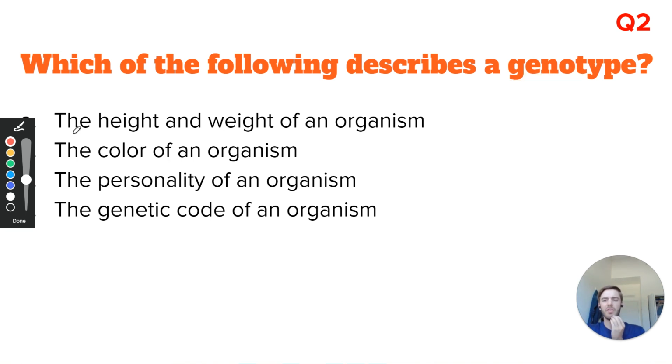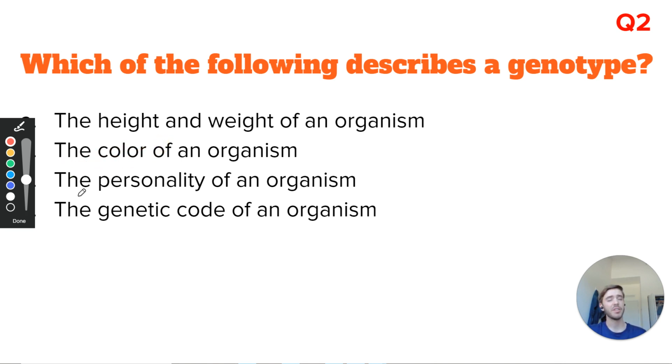Is height and weight of an organism referring to my DNA or kind of my traits, how I look? That is referring to how I look. So that one would be phenotype, not genotype. How about the color of an organism? Well, the color would be how it looks, right? So that's also phenotype. So that one's out.